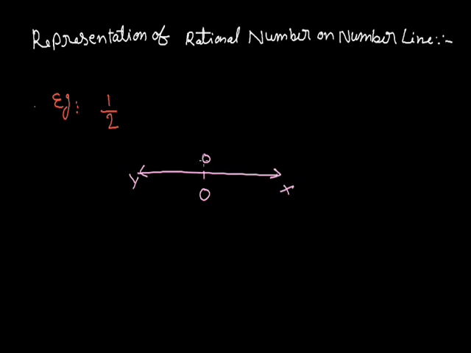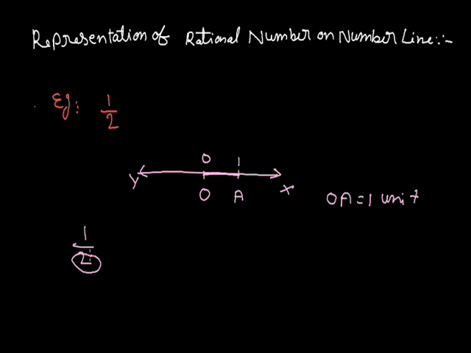Take a fixed length called unit length. Mark OA to represent 1. So the distance between O and A represents 1 unit. We can say that OA is equal to 1 unit. Here we have 1 by 2 to represent on the number line.